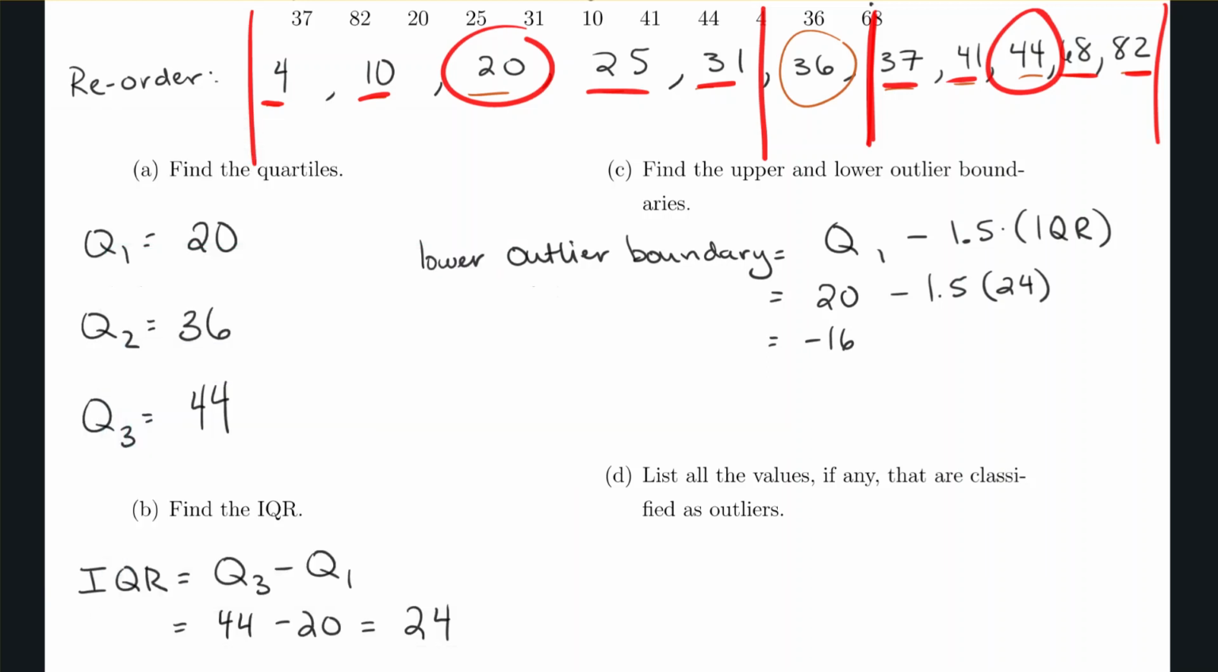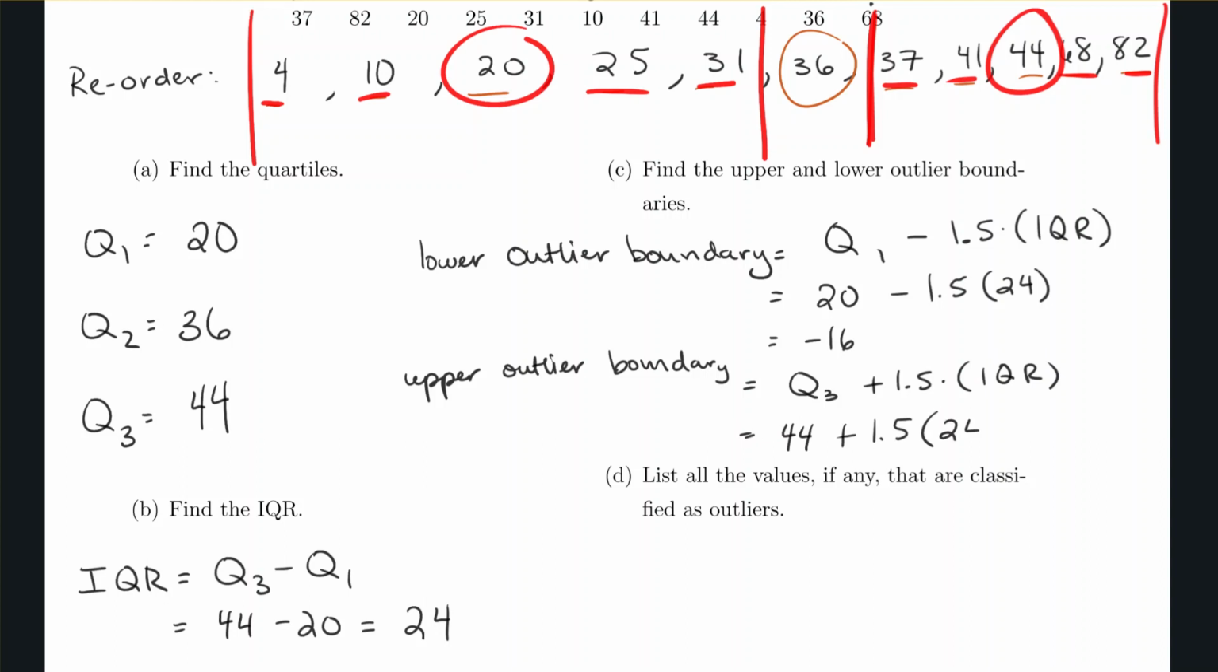Now the upper outlier boundary, that is Q3 plus 1.5 times the IQR, which would be 44, which is Q3, plus 1.5 times the IQR of 24.